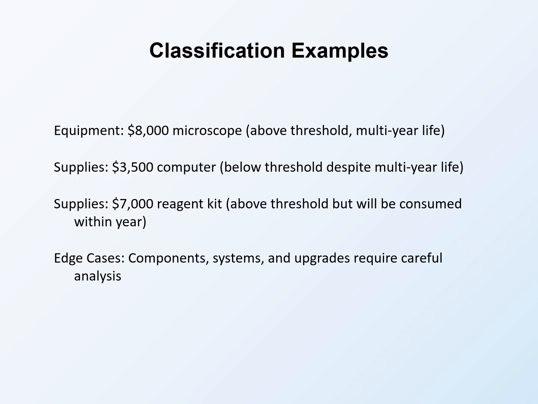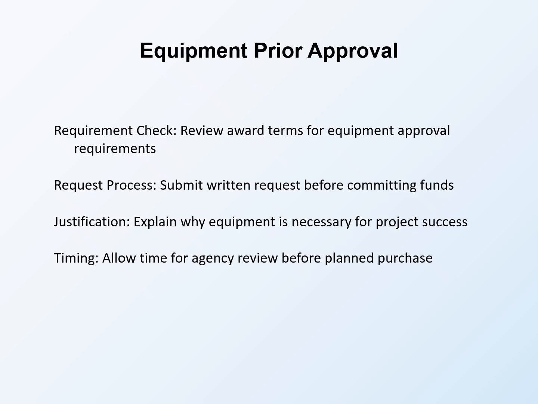If you upgrade existing equipment, does the upgrade constitute new equipment? These situations require thoughtful application of the criteria and may warrant consultation with your grants office. Equipment purchases frequently require prior approval from the federal awarding agency. Understanding this requirement prevents compliance problems. Check your award terms for equipment approval requirements. Requirements vary by agency and program.